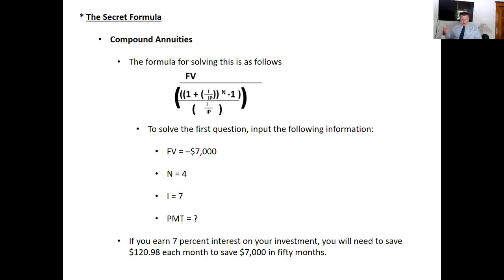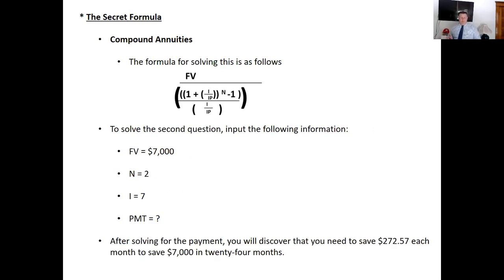Payment, we don't know. So if you earn 7% interest on your investment, you'll need to save $120.98 each month to save $7,000 in 50 months. To solve the second question, input the following information. 7,000 is the future value, N equals 2, I equals 7. The payment is what we're solving for. And after solving for the payment, you'll discover that you need to save $272.57 each month to save $7,000 in 24 months.